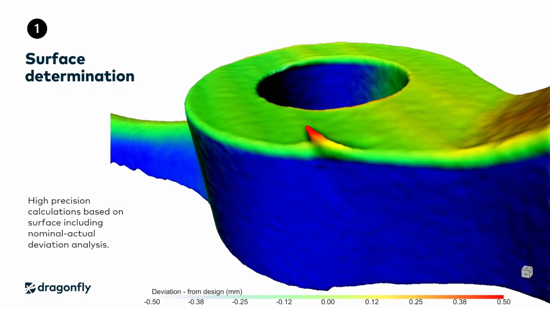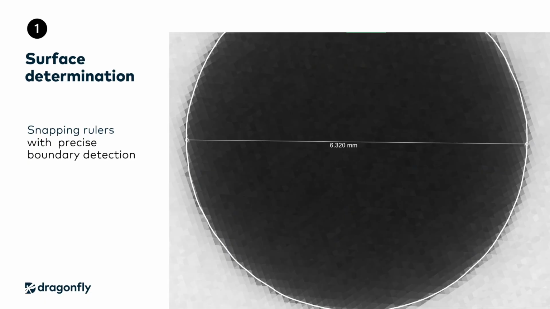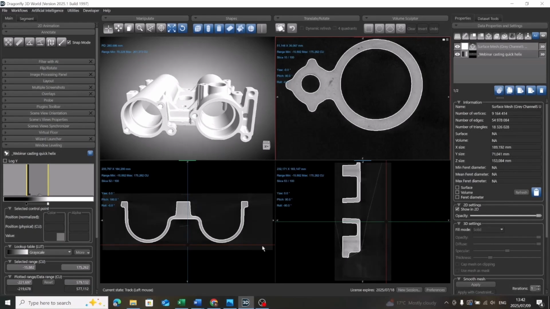Ultimately, these improved meshes will provide you with the most precise measurements for analysis, such as the nominal actual deviation analysis shown here. This can also be used for local measurements using annotations such as the ruler. Rulers may be a staple in 3D World, but now we have introduced snapping rulers, which allow you to snap to points to measure exactly into these subvoxel mesh surfaces.